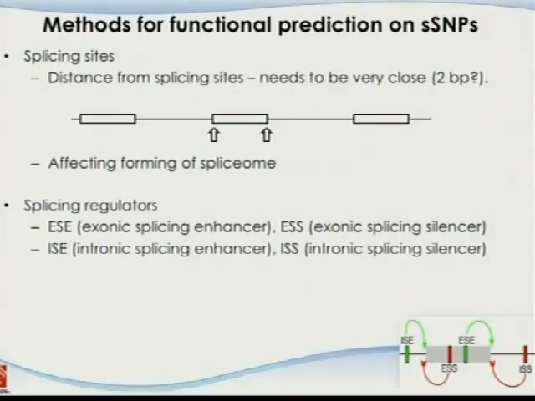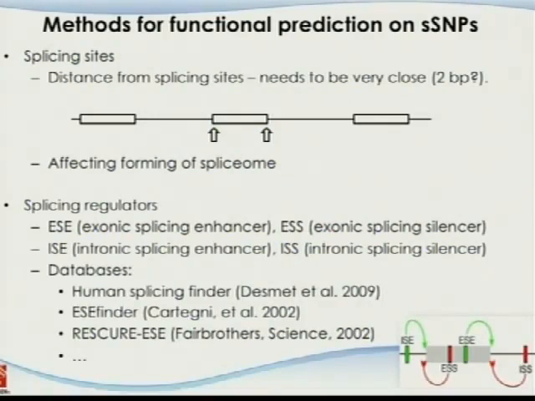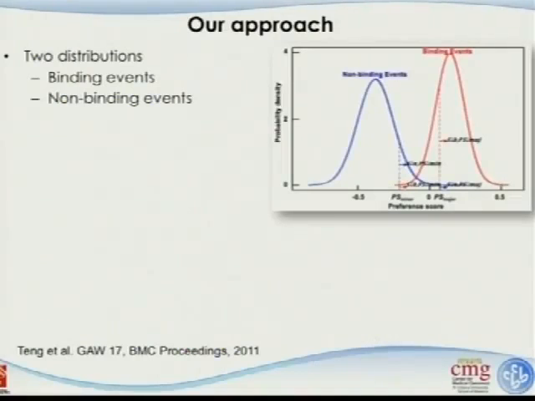So sometimes it has exonic splicing silencers, or intronic splicing enhancers, or intronic splicing silencers. So there are multiple forms, and there are many databases available to document where these different splicing sites are, including the Human Splicing Finder, ESE Finder, RESCUE-ESE, and all those things. So for general practice, if you identify a variant in those regions, you want to overlap it with these regions to see whether it is located in a region that can change the splicing regulation.